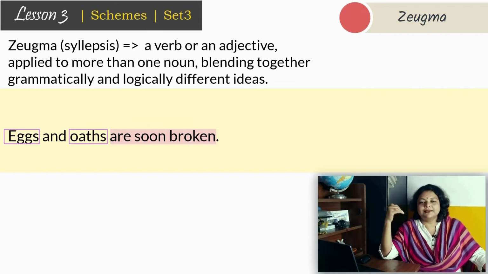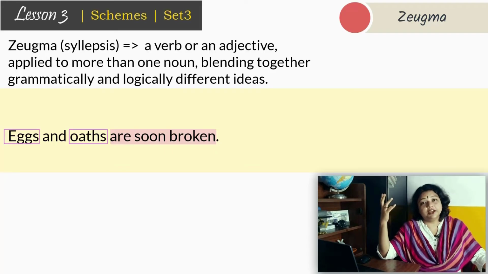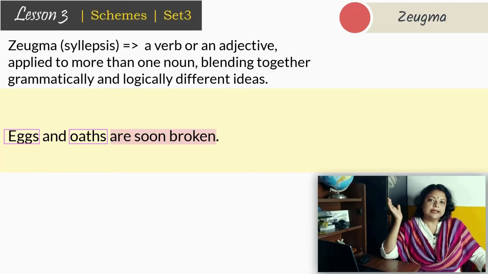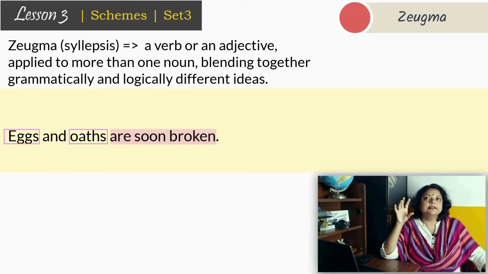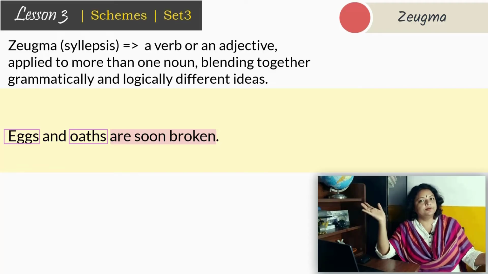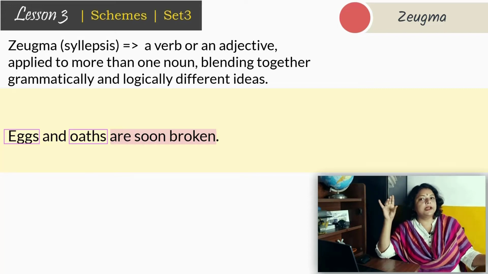Oaths means promises. But is there any connection between egg and oath? No. I mean, you physically break an egg, but you can say metaphorically break a promise. You don't actually break something when you break a promise. Therefore, in zeugma, what we find is there is a practical, physical association, and there is a metaphoric association. There is something which relates to your imagination.